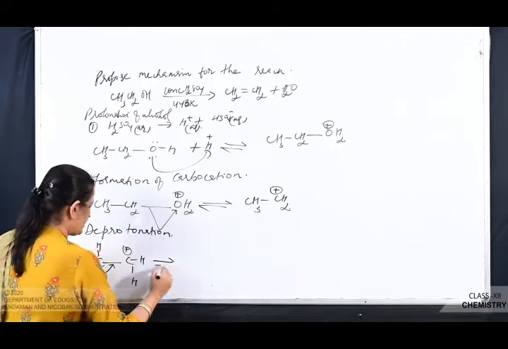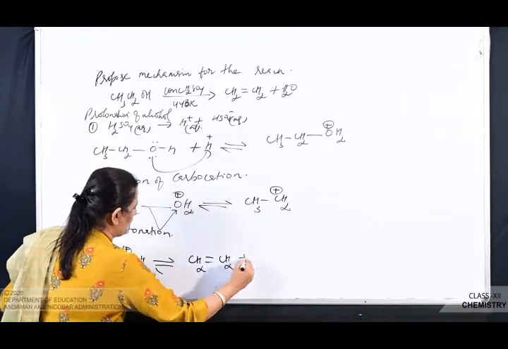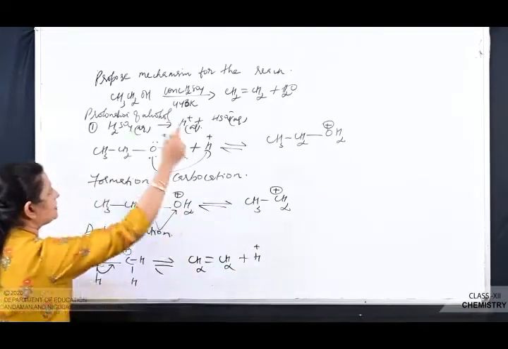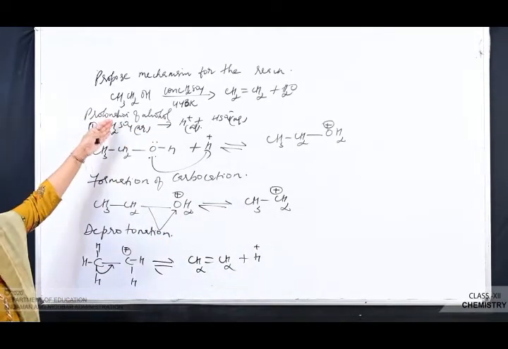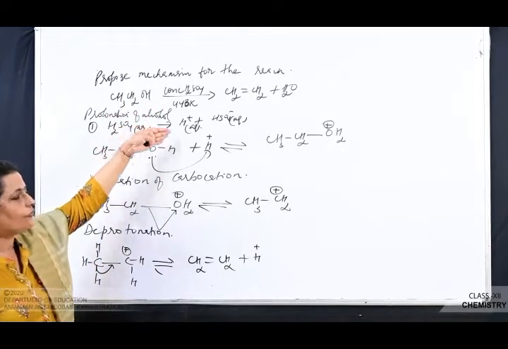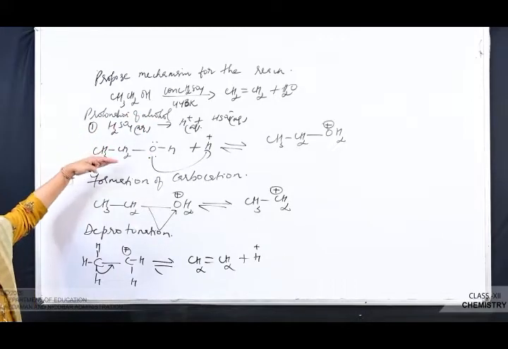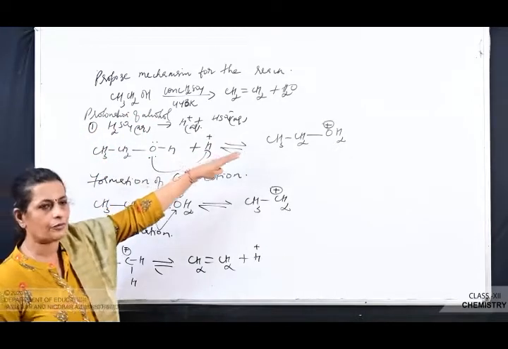So what are you going to get? CH2 double bond CH2 plus H plus. So this will go and react with what? Acid to give back what? Sulfuric acid. So sulfuric acid is just acting as a catalyst to give what? A proton. So understood? So the first step is protonation of alcohol. So you are getting a protonated alcohol.